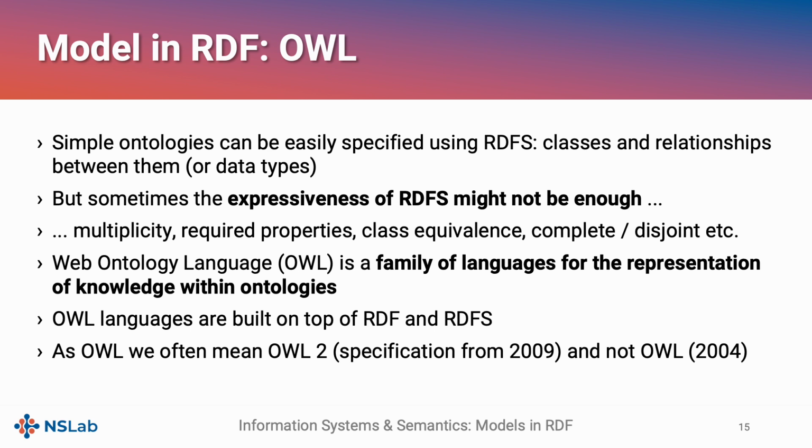Another language for modeling or creating ontologies is the Web Ontology Language, abbreviated as OWL, and it is actually a family of languages, not a single language, and it provides more options when compared to RDF schema, which is very simple. It handles, for example, multiplicities, that something is required, class equivalence and property equivalence, some constraints such as disjoint, complete, and many more. There are actually more versions of OWL, and usually when we are using OWL we mean the latest version, but just for your information there are multiple versions developed over time.